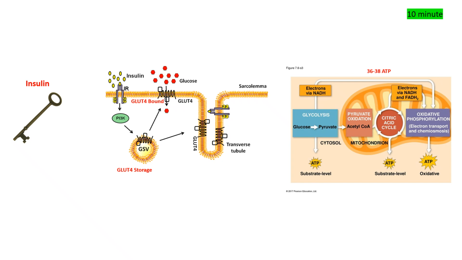So in summary, insulin is going to open the door to let glucose in. How does it do it? It binds to the receptor. It makes the storage GLUT4 translocate into a membrane-bound GLUT4 form. And then now glucose can be carried into the cytoplasm where it will make the 36 to 38 ATP. This is the normal physiological function of insulin.